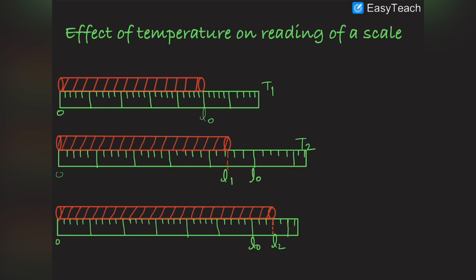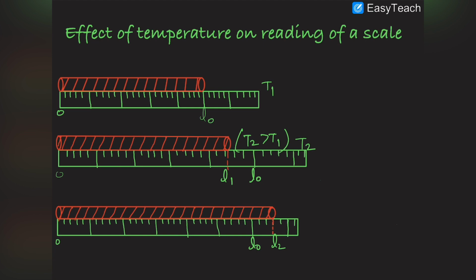In this video today we are going to discuss the effect of temperature on the reading of a scale. So let us consider that there is a metal scale, this one, and it is giving the correct reading of this rod, length of the rod, which is L0 at temperature T1. Now we have increased the temperature to T2, and T2 is greater than T1 obviously.